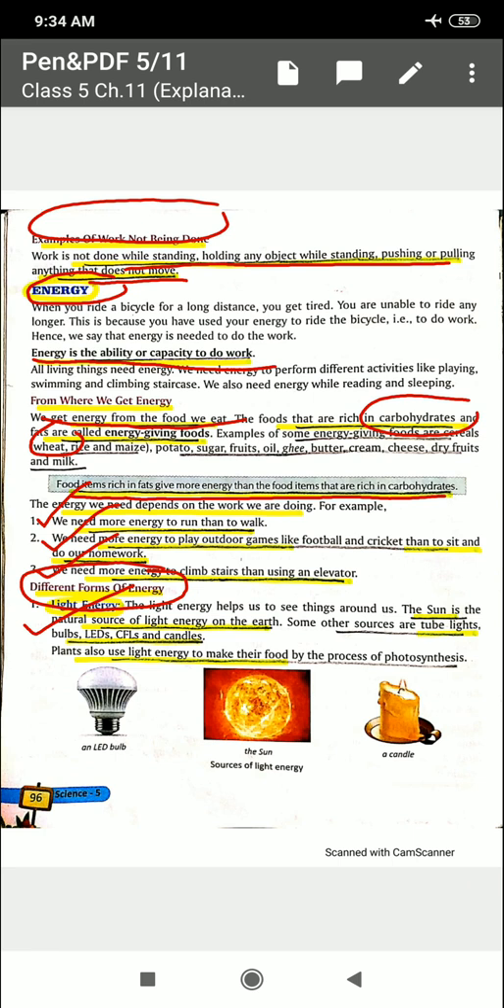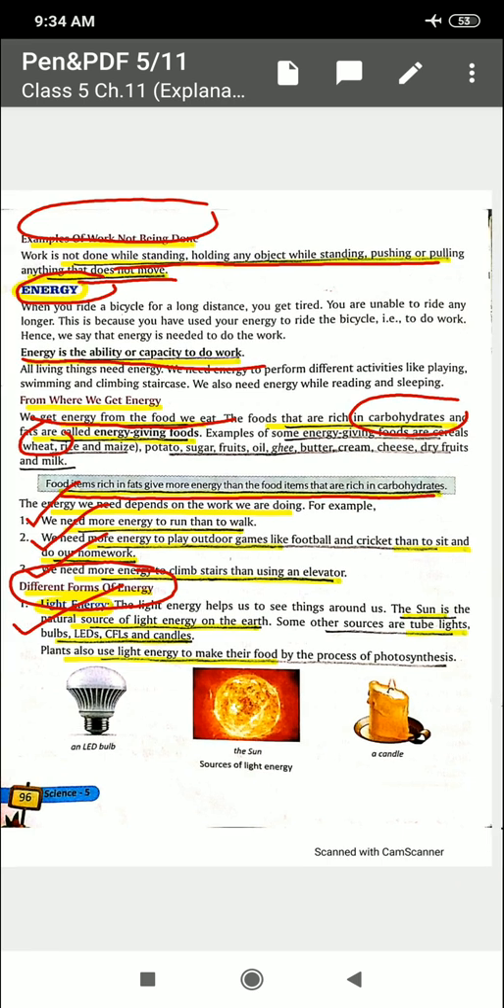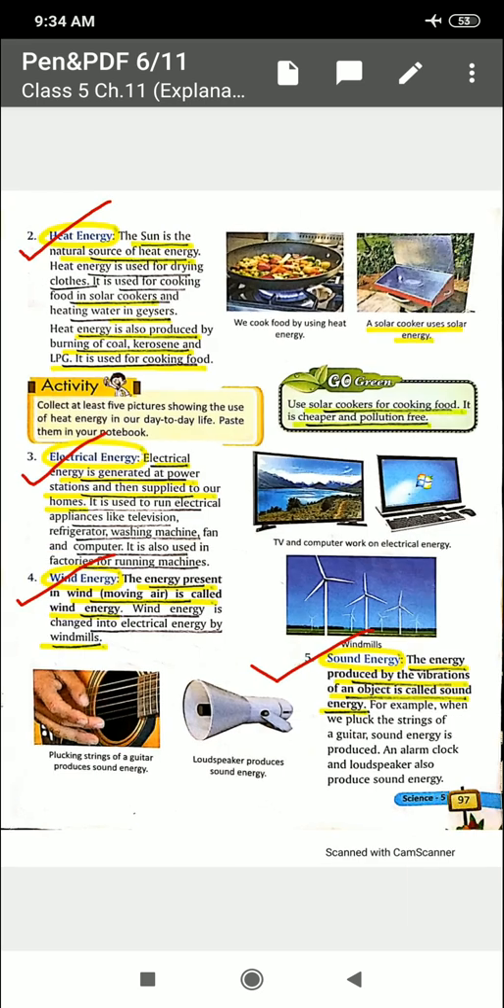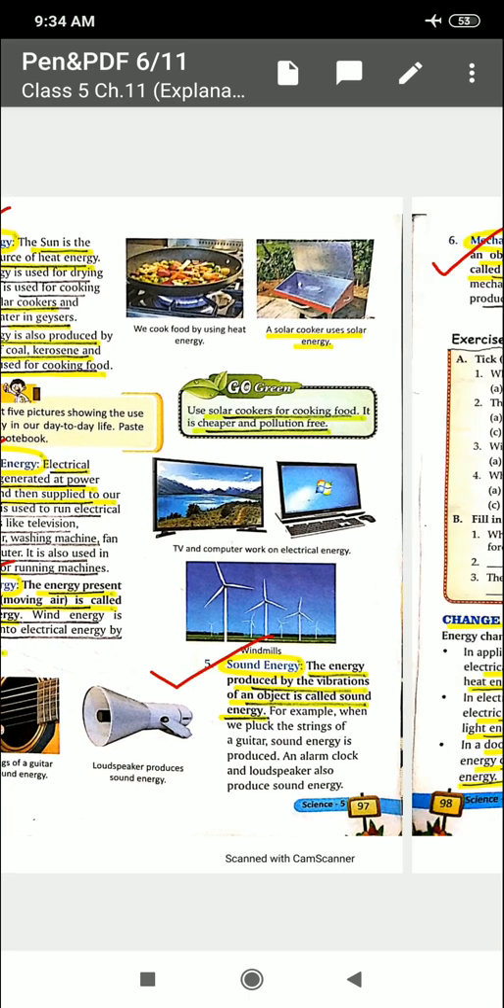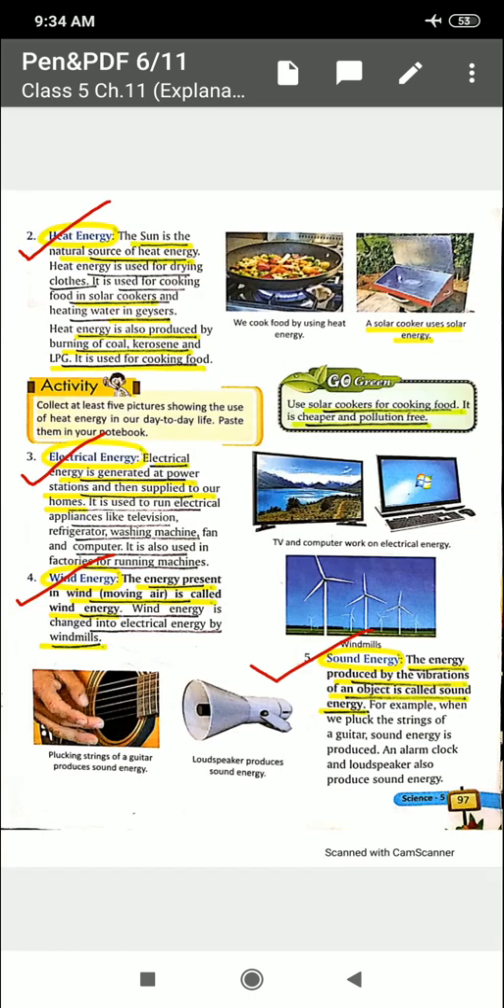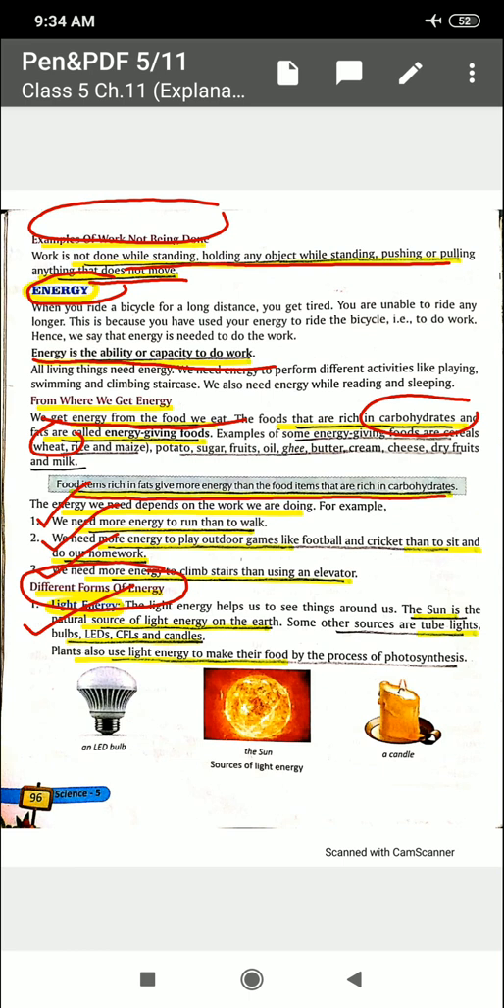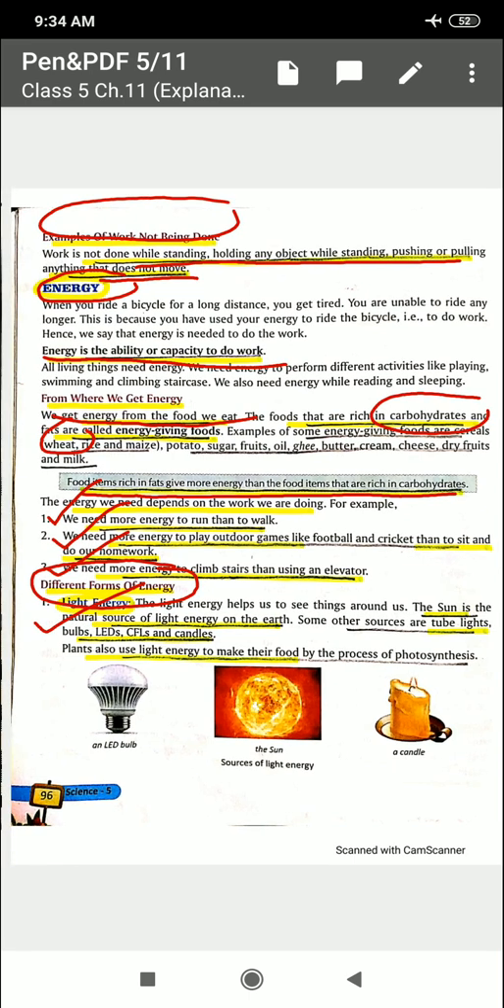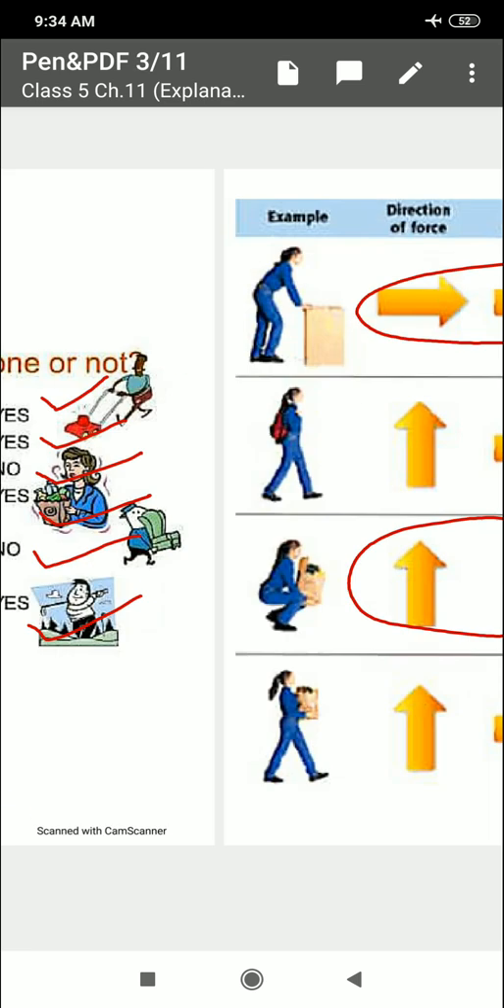So which are the different forms of energy? I'll show you once more. First one, light energy. Second, heat energy. Third, electrical energy. Fourth, wind energy. Fifth, sound energy. And sixth, mechanical energy. These types of energy we will discuss one by one. But before that, let us recap the basic topics which we have done today.